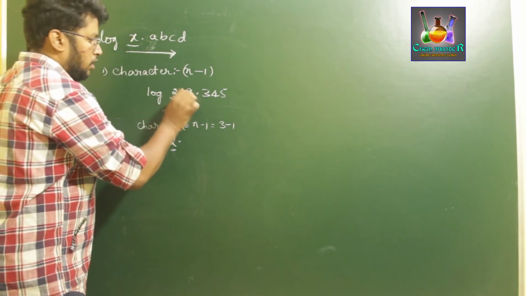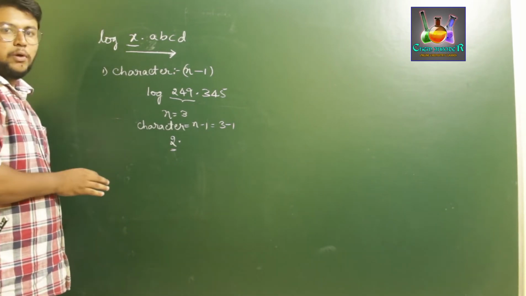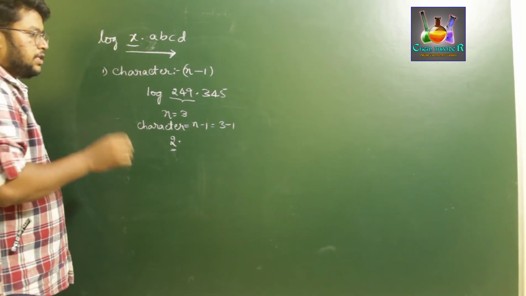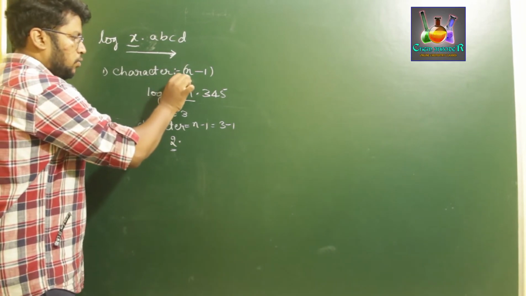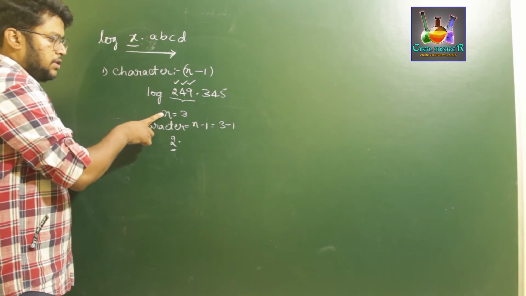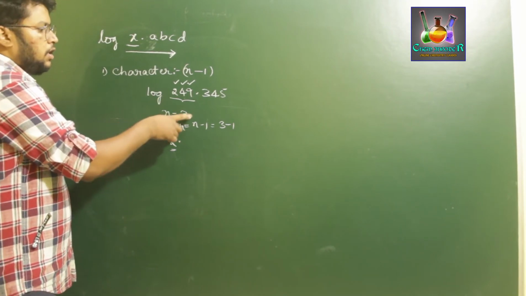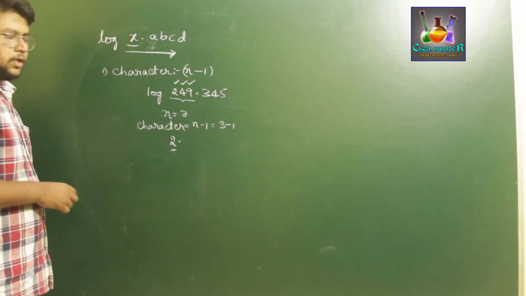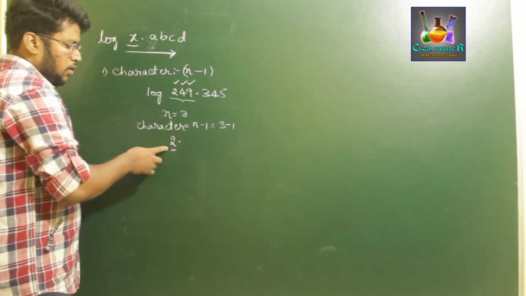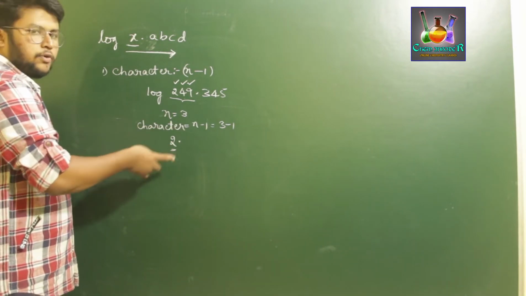Don't get confused with the value; we need to know the number of digits present. So we have 1, 2 and 3 digits. The characteristic is defined as the number of digits present in the given number minus 1, that is n minus 1, which is 2. We should write the answer as 2 point.